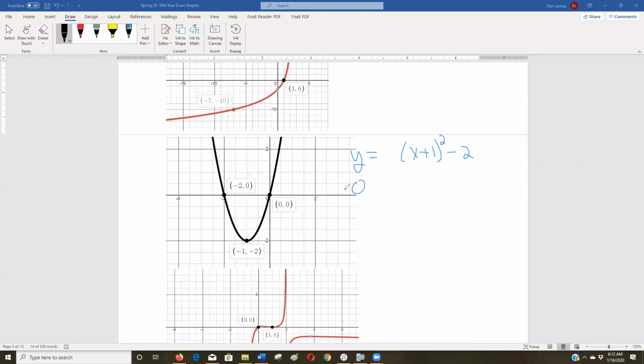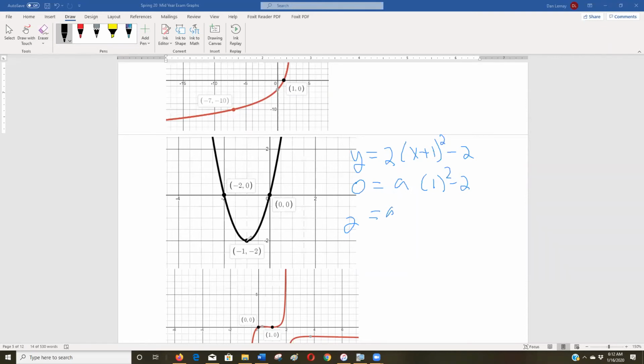So I'm going to say 0. I'll use (0, 0). 0 equals some stretch factor times 1 squared minus 2. Well, if I add 2, and 1 squared, of course, is 1. So a equals 2. And of course, that makes sense. It opens up.